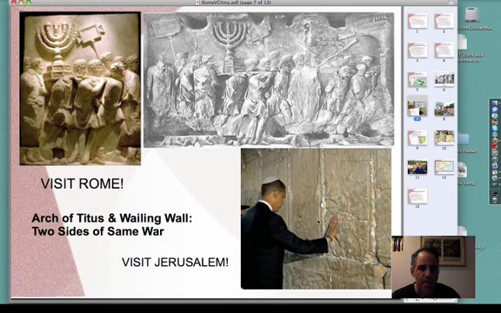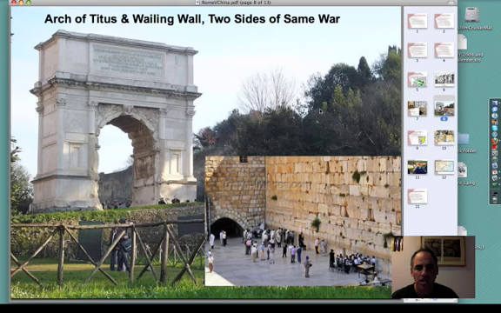70 AD. The Jews commemorate this. They celebrate it, but not in a happy way. It's a holiday known as Tisha B'Av, and it is a sad holiday, mourning the loss of the temple. On the other hand, the Romans celebrated this, and here we see the Roman Arch of Titus. And the Arch of Titus is a big arch in Rome. Here it is, and that frieze was from it. I think it's from right up about here, celebrating the destruction of that temple.